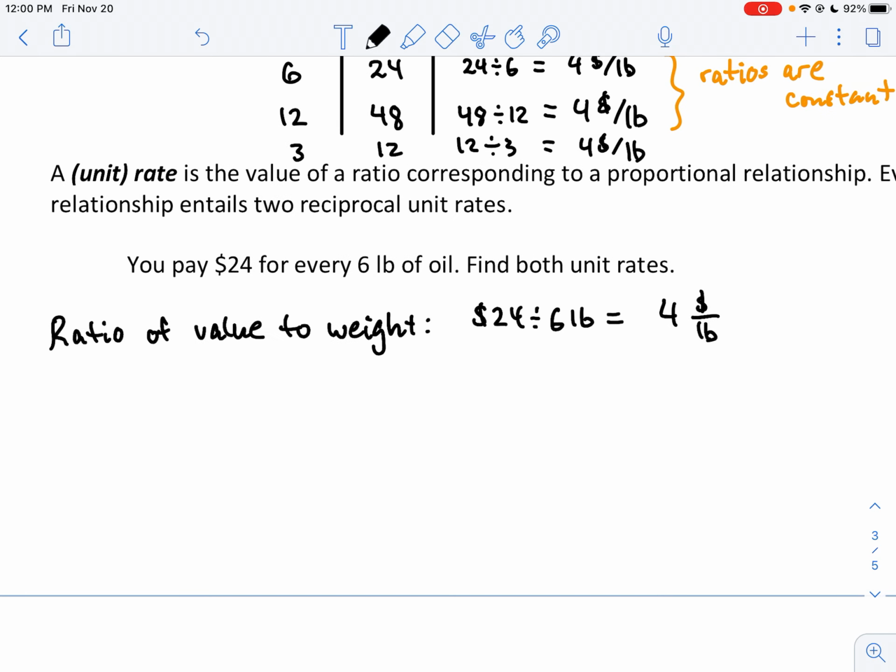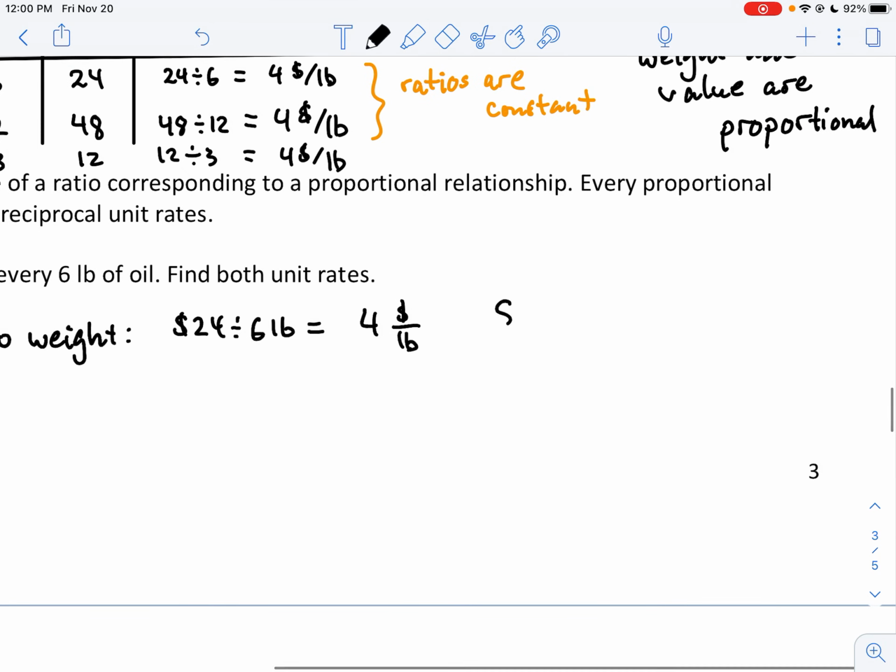This is called a unit rate. It's $4 for every 1 pound. Okay, so another way to think of that is $4 for 1 pound.